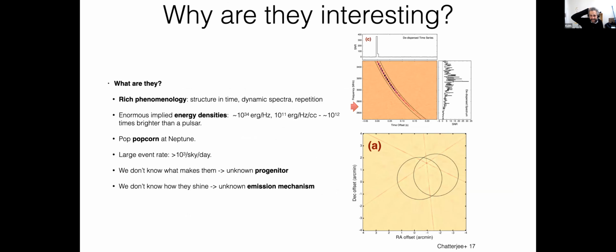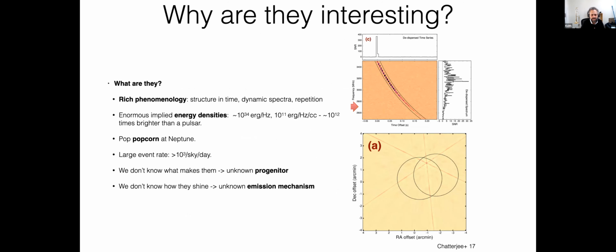Why are they interesting? I'm interested in them for two reasons really. One is the rich phenomenology: structures in time, dynamic spectra, repetition, the energy densities involved. You can cook popcorn on Neptune with an FRB if one happened at the location of the sun. You could stand there with your glasses on, with your unpopped popcorn ready to watch the thing, and a millisecond later the movie ends, but at least you've got your popcorn cooked.